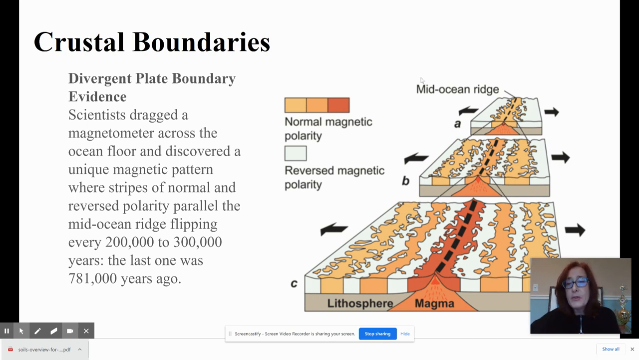The divergent plate boundary evidence was found by scientists dragging a magnetometer across the ocean floor, and they discovered a magnetic pattern where stripes of normal and reverse polarity parallel the mid-ocean ridge, flipping every 200 to 300,000 years. The last one was 781,000 years ago. So it has to do with what's in the rock, within the content of the basaltic ocean crust. And they found that at certain times in history, the polarity is reversed.